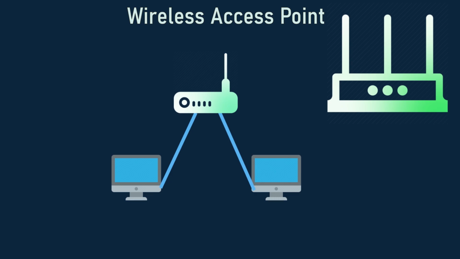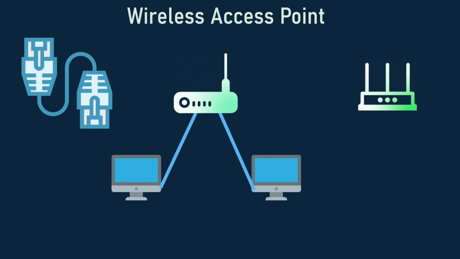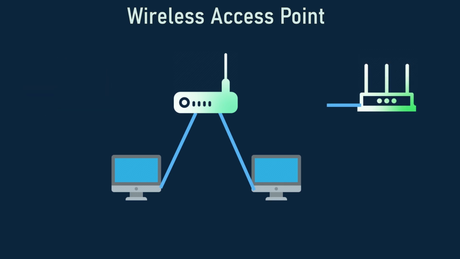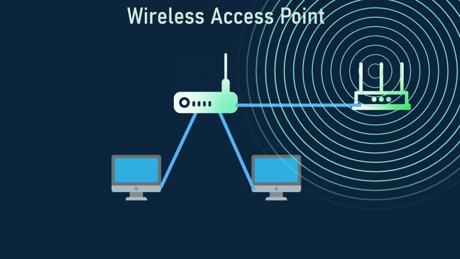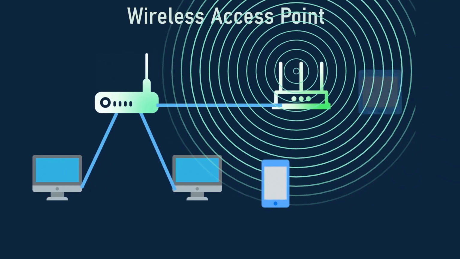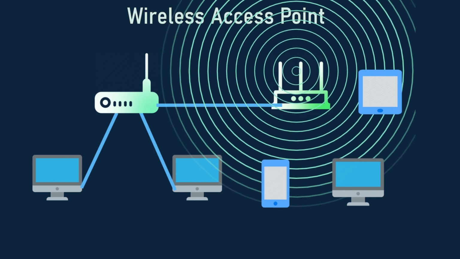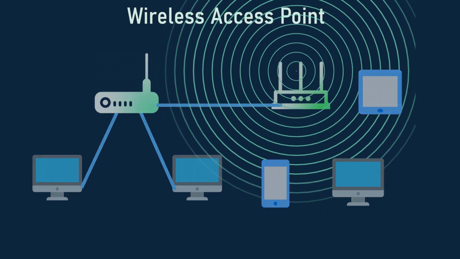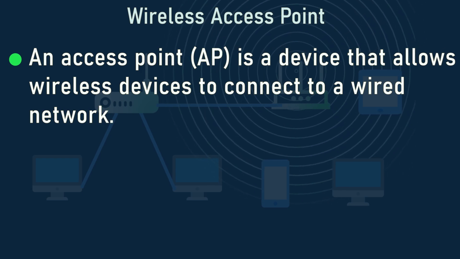Now, to enable wireless connectivity, we need an Ethernet cable. Simply connect one end of an Ethernet cable to the wireless access point and the other end to the wired router. The wireless access point can also be connected to a switch as well. Now it will start transmitting the radio waves. Now devices such as computers, mobile phones or tablets can connect to the network wirelessly using Wi-Fi. So an access point is a device that allows wireless devices to connect to a wired network.